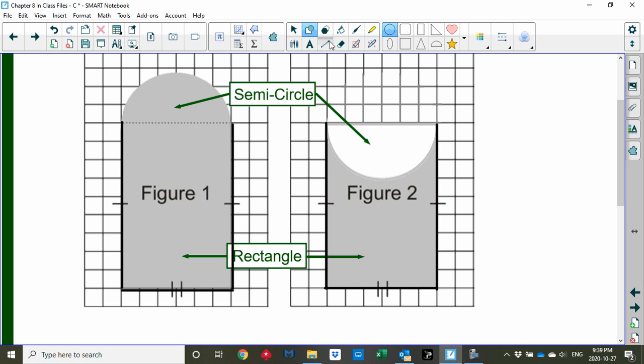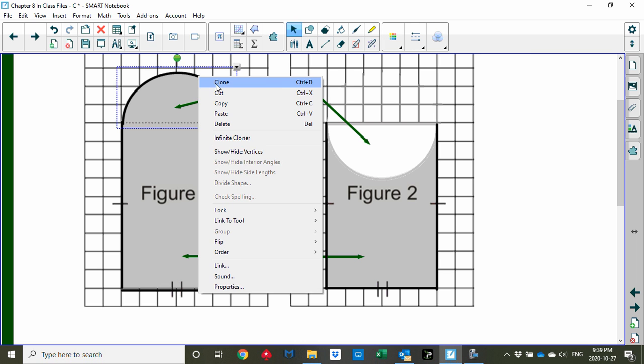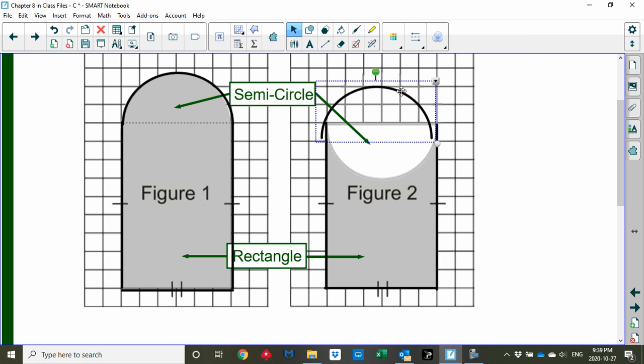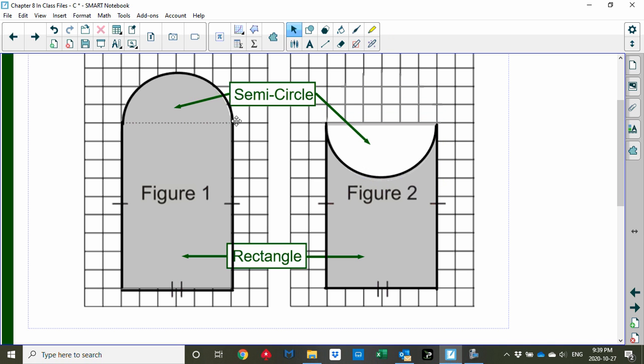But don't get confused here, because this, you have a piece that goes up and over, whereas this one is the exact same piece. I just cloned it and I brought it over here, but it's just going the other way. These two perimeters are the same. The distance around the outside is the same. This one goes on the outside, this one goes on the inside. Yes, this is a bigger area than this one, but the perimeters are the same.